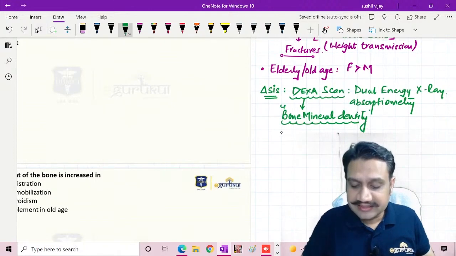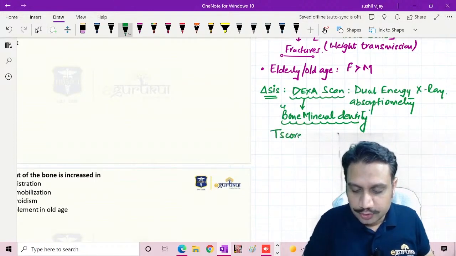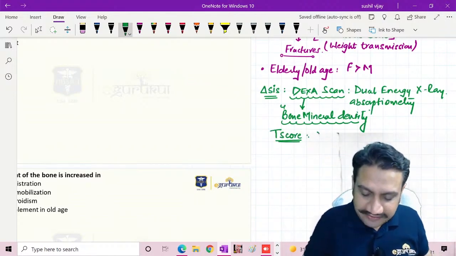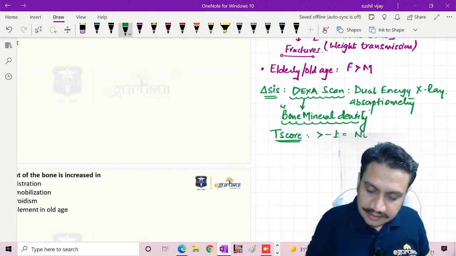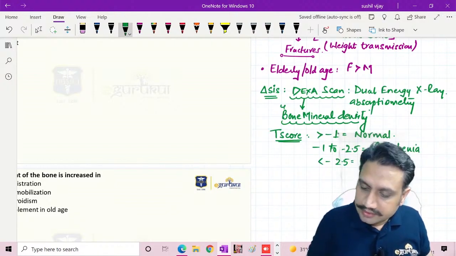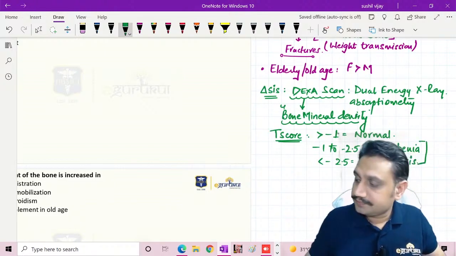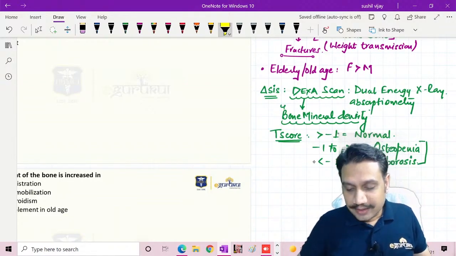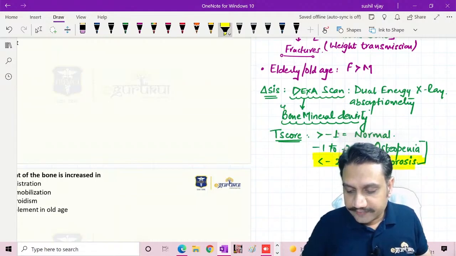How do we assess this bone mineral density? It is assessed by something known as the T-score. So what is a T-score? If the T-score is better than -1, it is considered normal. Any value between -1 and -2.5 is considered osteopenia. And anything less than -2.5 is definitive of osteoporosis. When do you call it osteoporosis? When the T-score goes below -2.5, right?